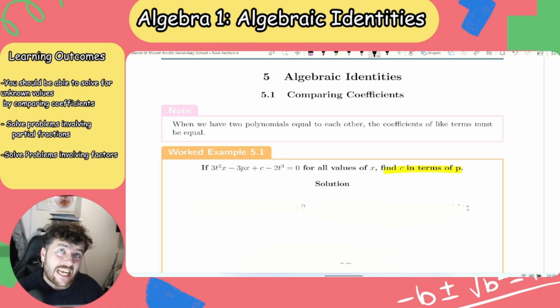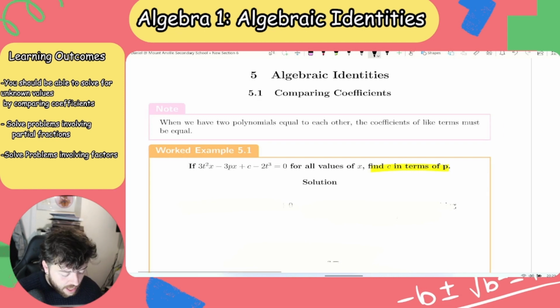An algebraic identity is essentially when we have two polynomials equal to each other, and the coefficients of like terms must be equal to each other. So we're going to be comparing coefficients. So note here, when we have two polynomials equal to each other, the coefficients of the like terms must be equal as well.